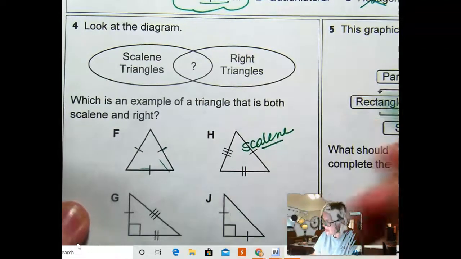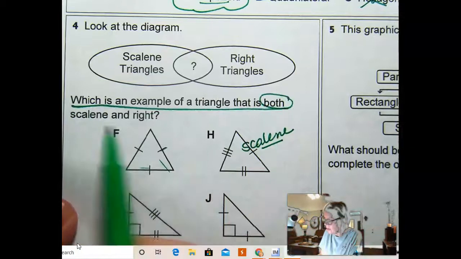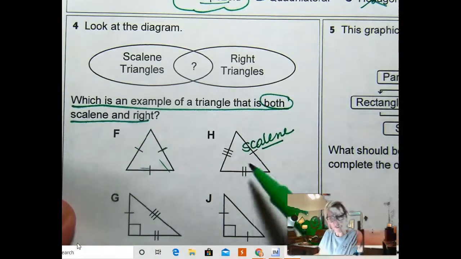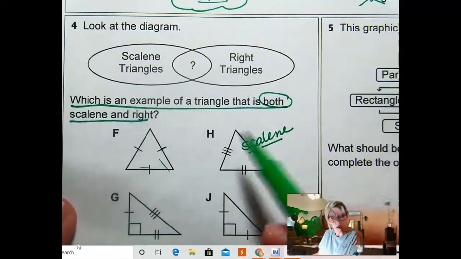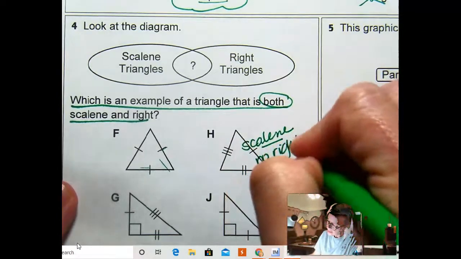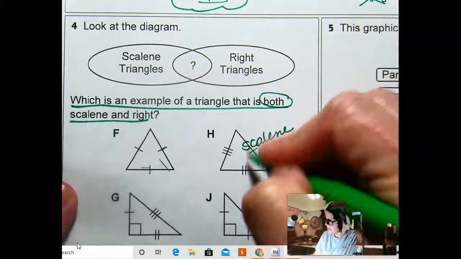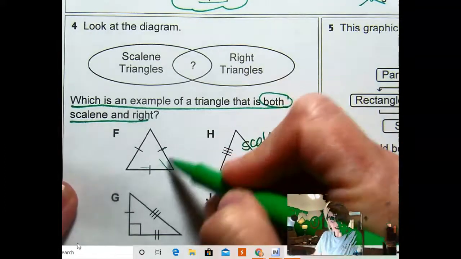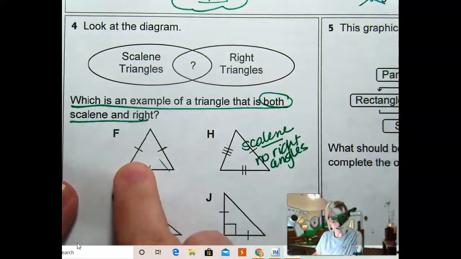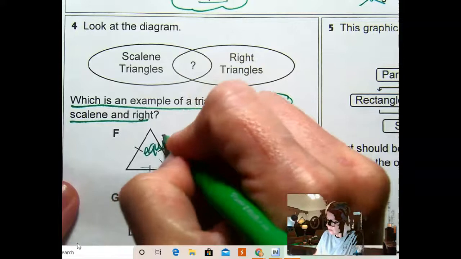Always label everything. This is scalene, but it said that it has to be both scalene and right. Do you see any right angles there? No. No right angles. This would be scalene and acute because all 3 of these angles are acute. Now let's look back at this one. We know this is not scalene because all 3 sides are equal, and that's called an equilateral triangle.